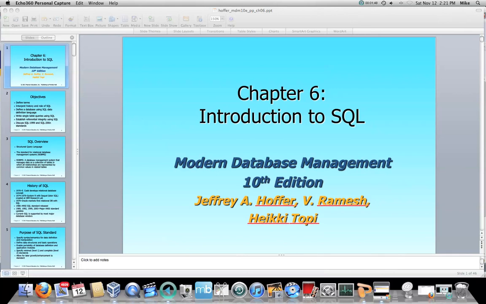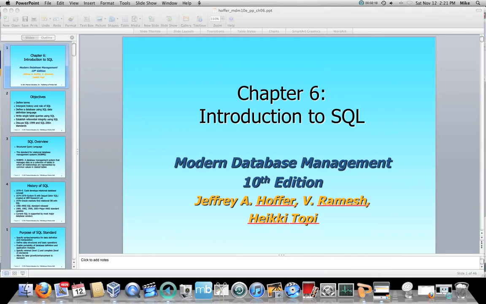Up to this point, since we're already past chapter 5, you should have already created a database using Microsoft Access. You should have already created tables using Microsoft Access. About this time, you should be entering your raw data into your Access database. This chapter talks about SQL. So let's take a look at the objectives for the chapter.